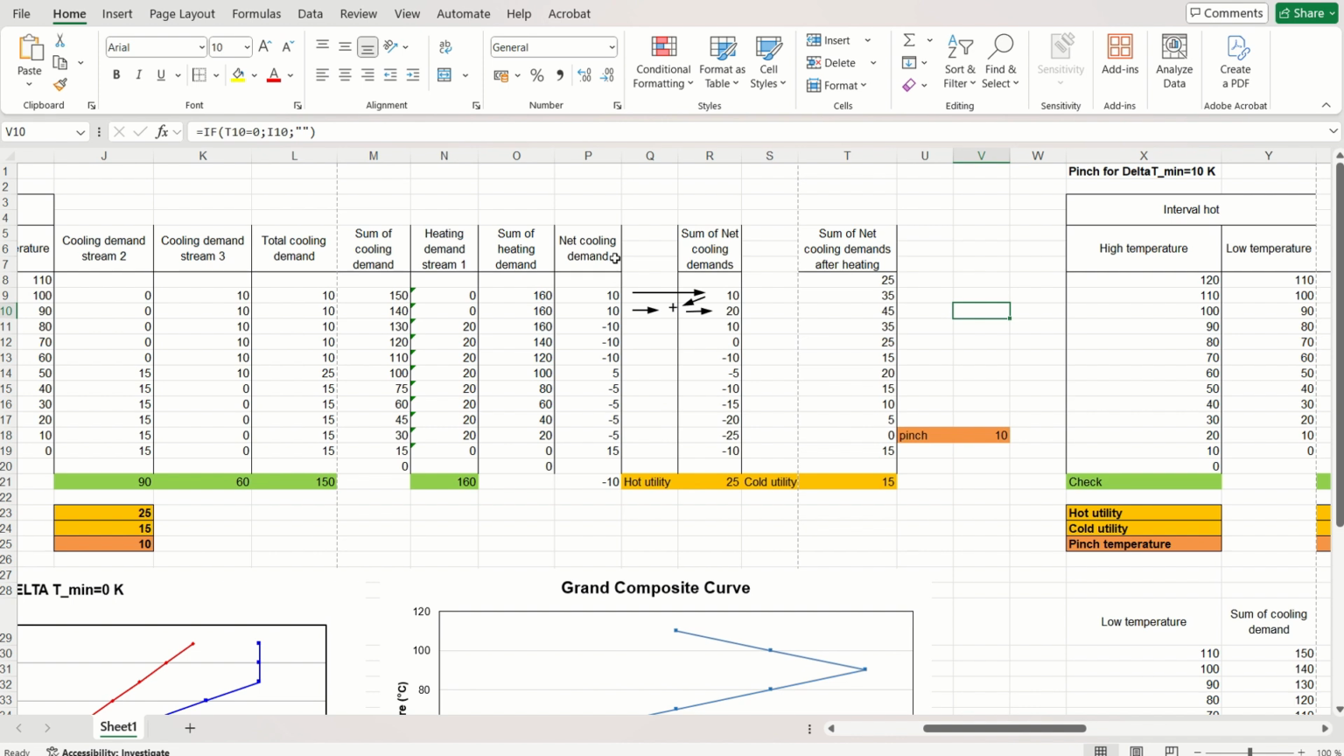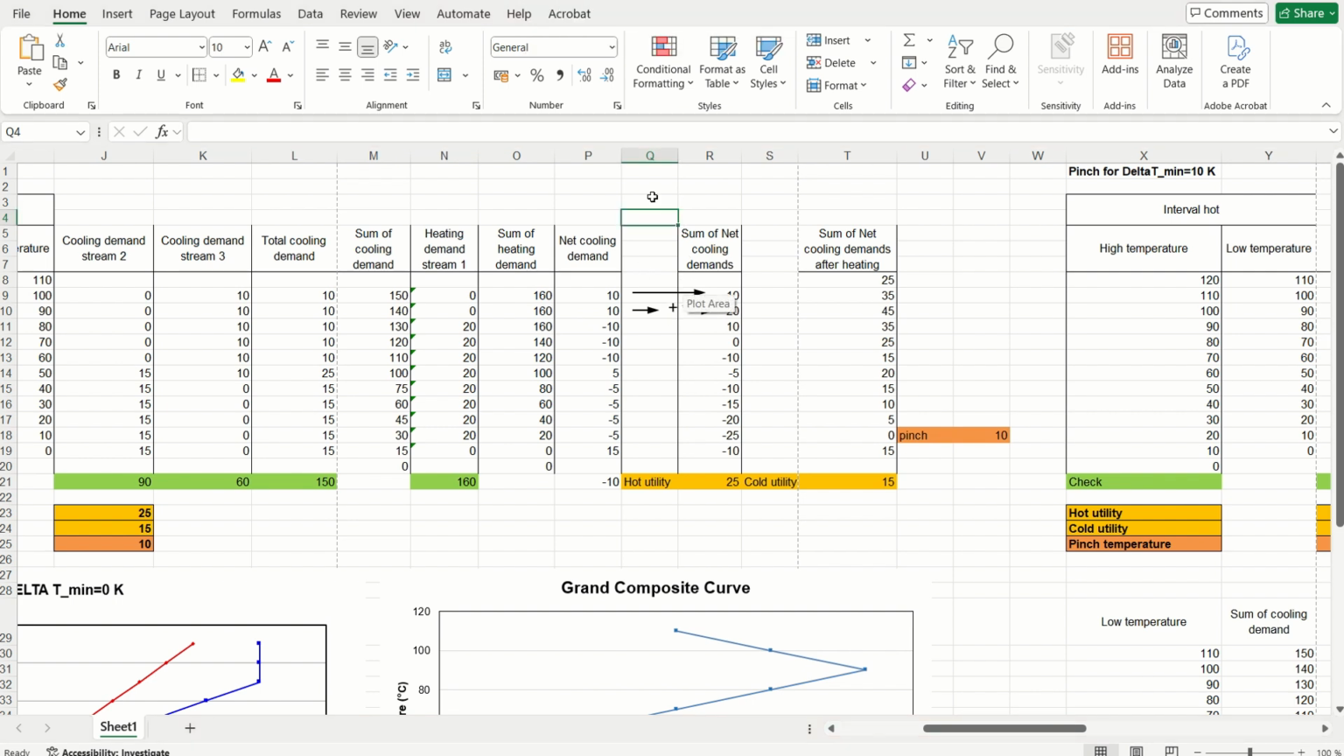So we need to perform a heat cascade analysis. In simple words, we need to transfer the heat from the heat surplus temperature interval to the heat deficit temperature interval. Let's see how it is calculated. So first, let's find the net cooling or heating demand, which is the subtraction of cooling demand and heating demand in the process for each temperature interval. So now we know the heat surplus, which is the positive value, and the heat deficit, which is the negative value for each temperature interval.